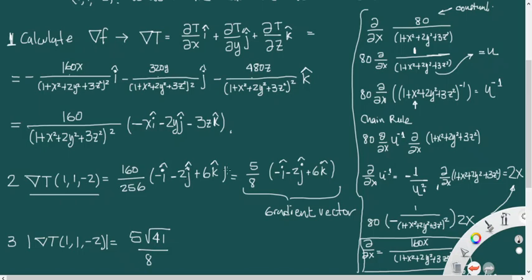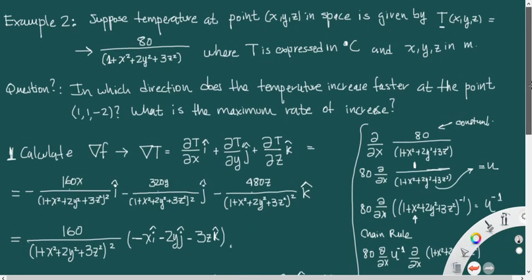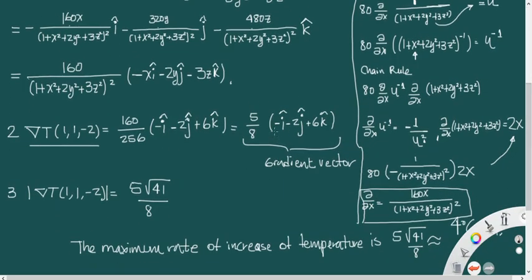So to answer the question, in which direction does the temperature increase faster at the point 1, 1, -2? This is the direction in which the temperature goes faster. Why? Because this is a vector. So this is going to be the direction, 5 times these components of x, y, and z.